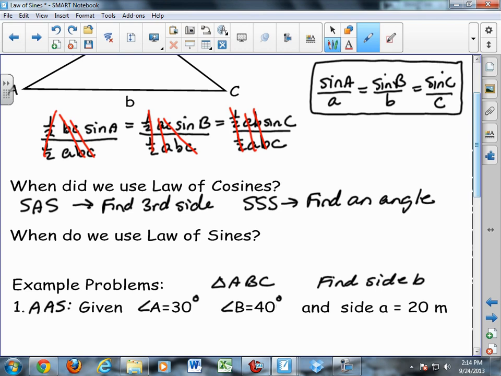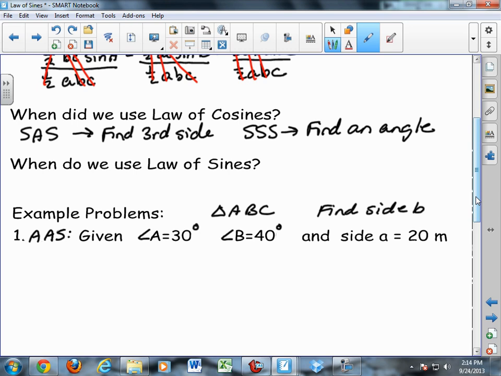Now, when would I want to use law of sines? That's if I know 2 angles and a side. So if I know an angle and a side, or an angle side angle situation, so 2 angles and a side, or an angle with a side in between, then I can use that to find another side of the triangle.